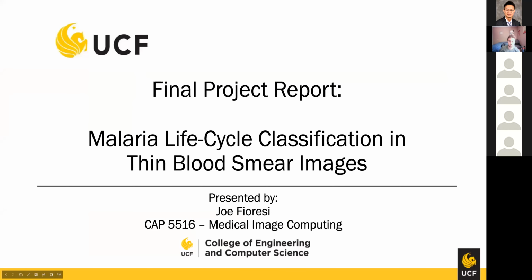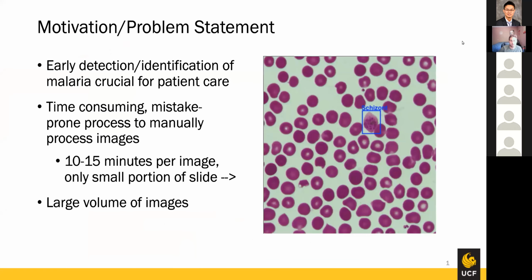All right, so hi, I'm Joe Fioresci, and this is my final project report. The topic is malaria life cycle classification in thin blood smear images, which we've seen a presentation on the other day. So just a general motivation is that, like a lot of things in medical imaging, early detection and identification is crucial for patient care. In this case specifically, we're dealing with different life cycles of malaria. So if we know the life cycle, we can identify the malaria, then we can give the patient the best care possible.